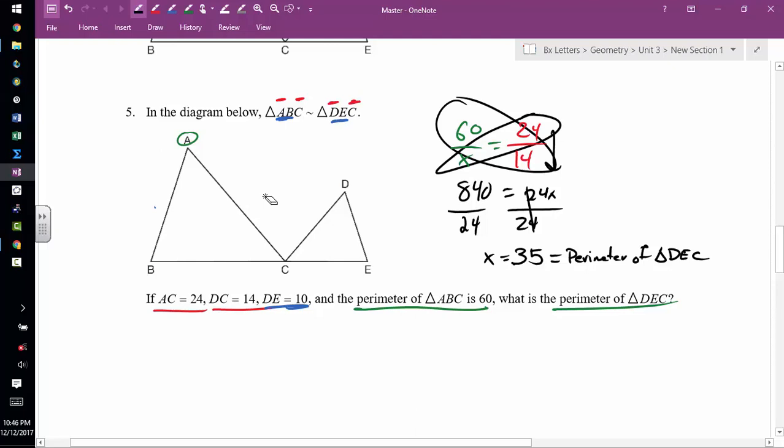We could verify it with the ratio. I'll tell you what, you verify it with the ratio. You calculate the scale factor by using corresponding sides and multiply it by the perimeter. And you'll tell me how we go from 60 to 35. I think that's a nice little challenge.